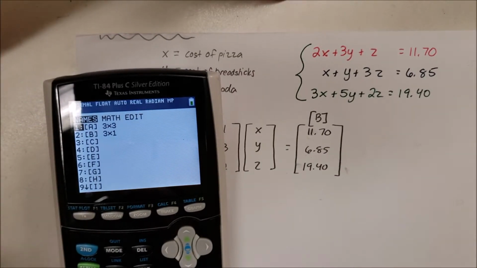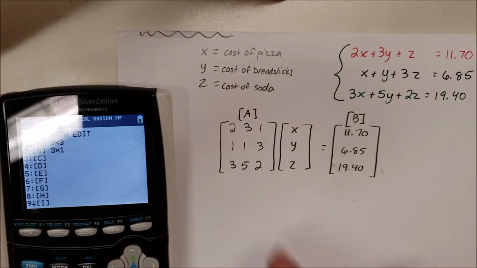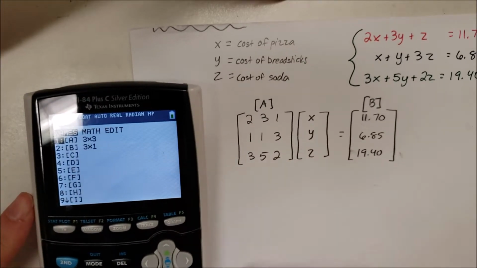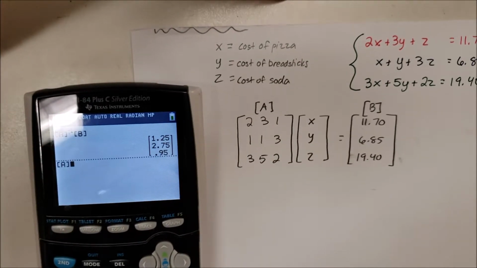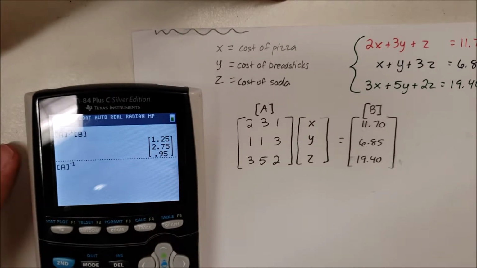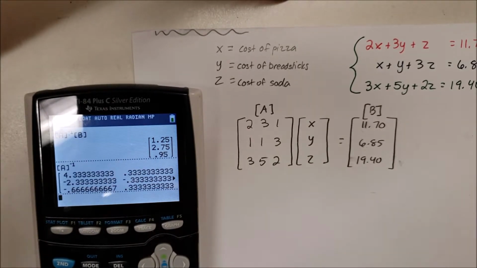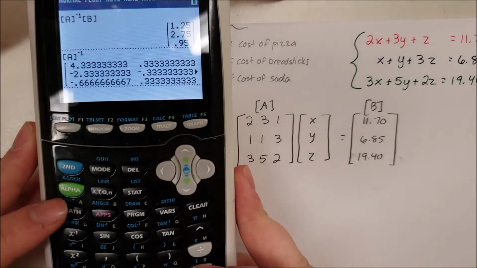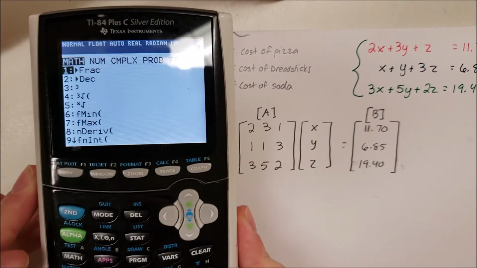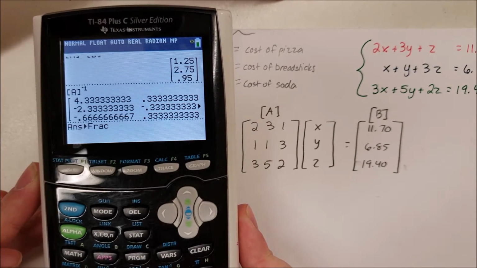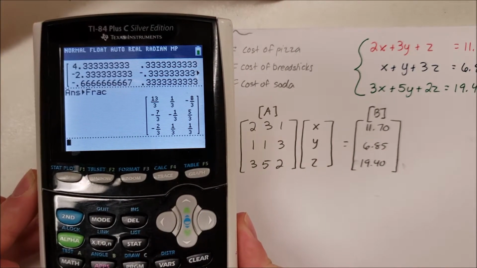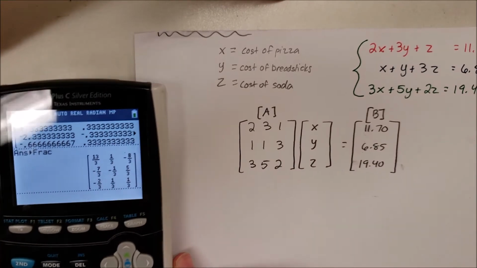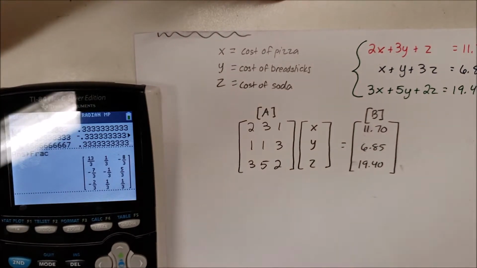So I know the first thing I'm going to need is an inverse matrix, so I can undo this piece. That's what I have in A already. So I'm going to call A, and I need to find the inverse of it. And I get all those messy fractions, which I don't want to deal with. So I'm going to use that math button and fraction to turn everything into the fractions that I actually want to be using.